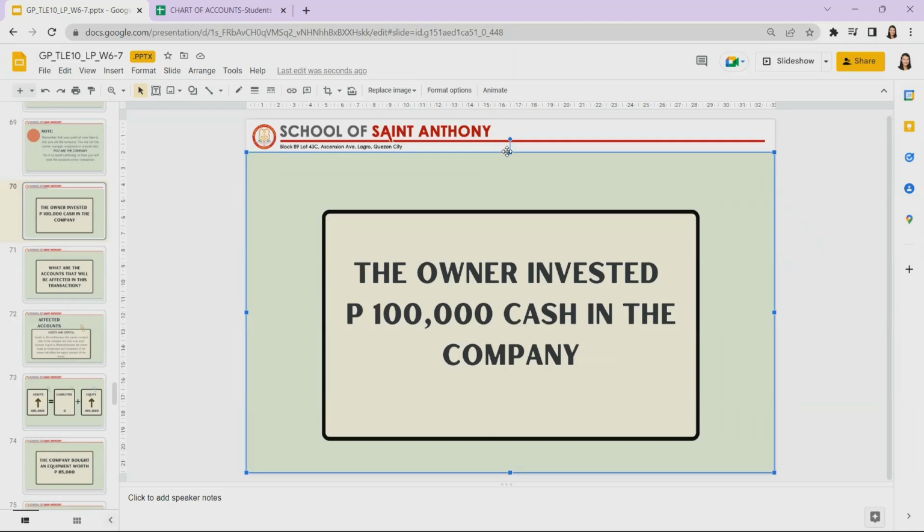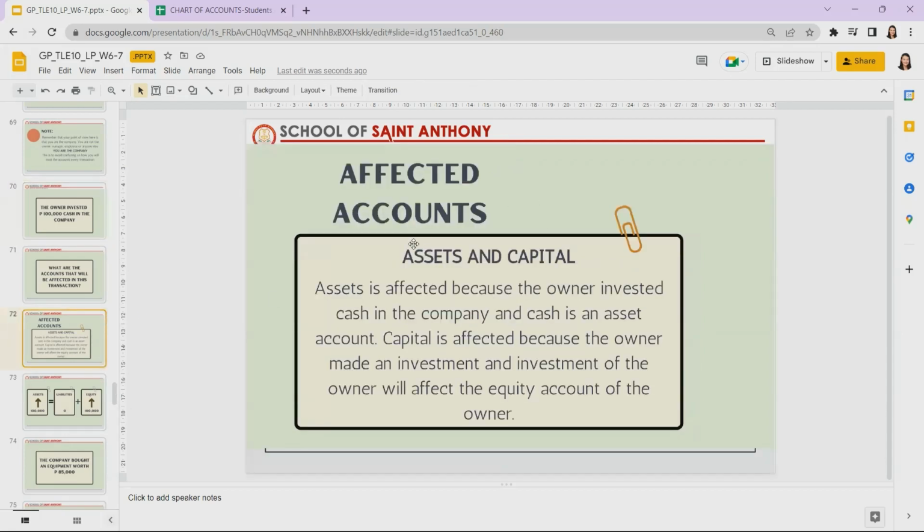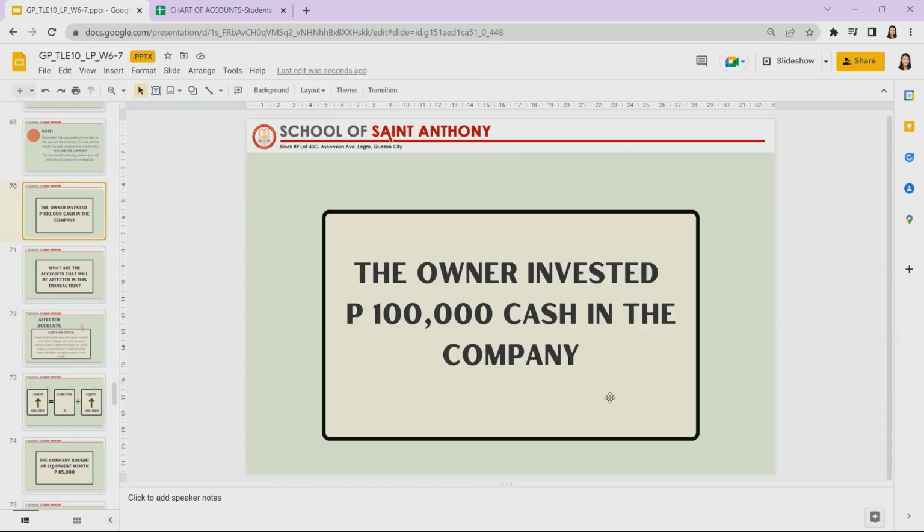Since the owner invested 100,000 cash in the company, what are the accounts that will be affected in this business transaction? The accounts that will be affected are assets and the capital account. Why? Because the owner made an investment. Nag-invest yung may-ari, meaning its equity is being affected.